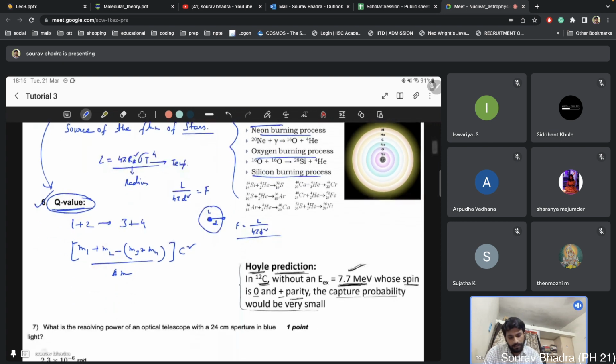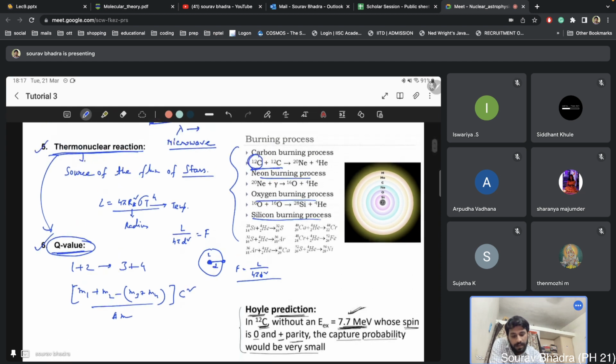Now, one thing I have put here is this Hoyle prediction, because some students asked me what the Hoyle prediction is, as they could not understand it. As far as I understand, it is a prediction about this 12C here, the carbon which takes part in fusion with another carbon and creates neon.